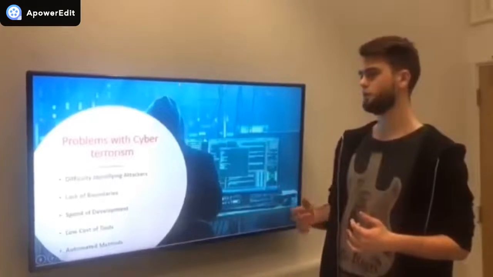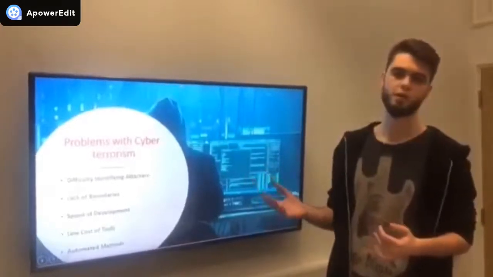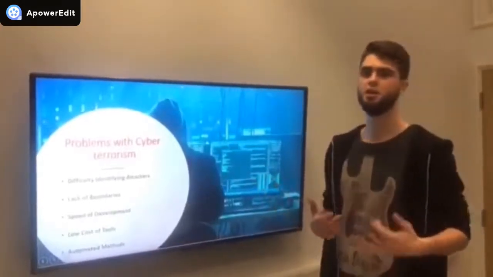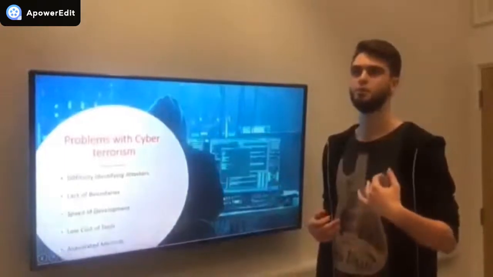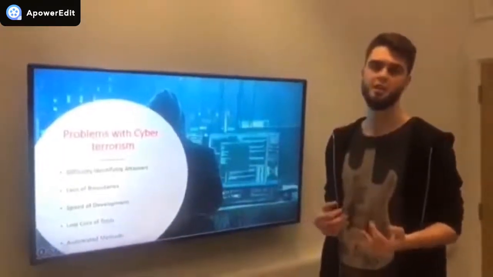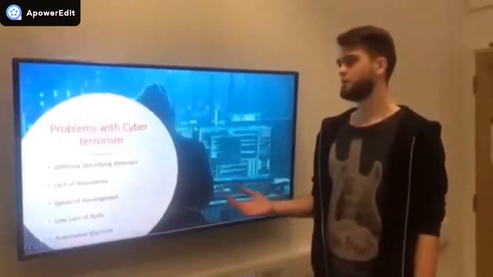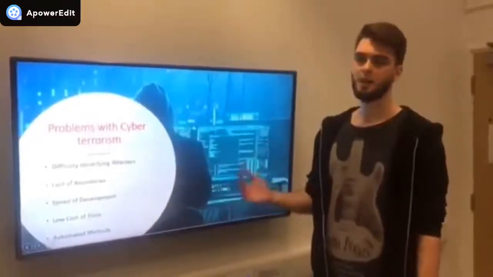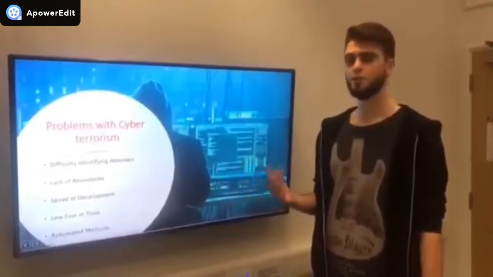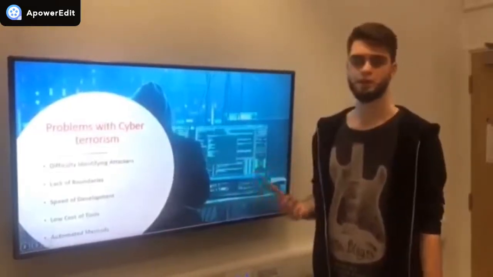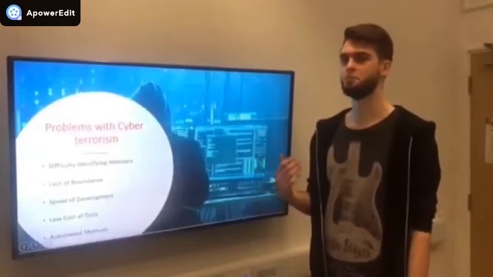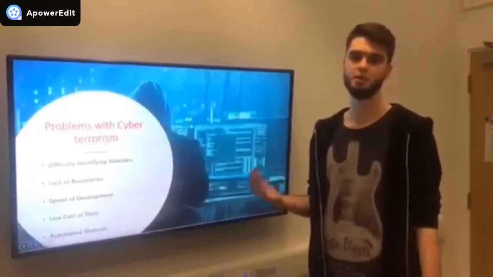There's also the low cost of tools. So the technology needed to deploy those attacks is really cheap. And also the last problem is that those methods became automated and more sophisticated, which results in greater damage from a single attack.